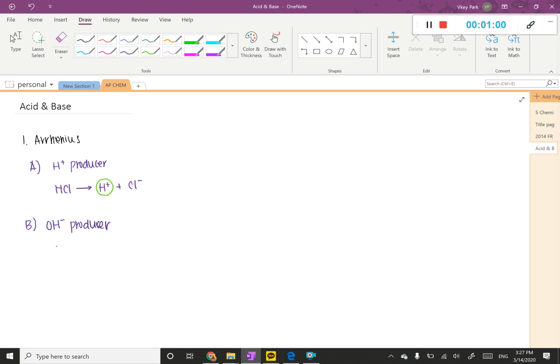So a hydroxide producer is, for instance, NaOH. When it goes in water, it ionizes into sodium and hydroxide. Again, it will ionize and it will produce H+ and OH-. Okie dokies?